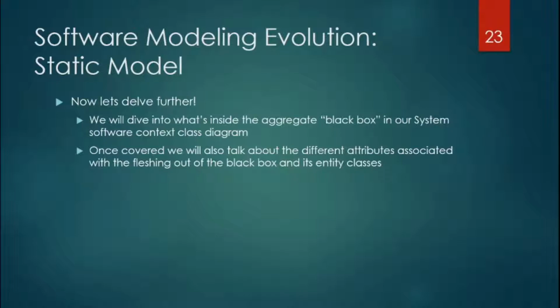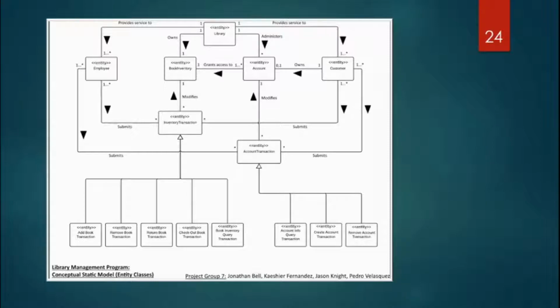Now let's delve further. We will dive into what's inside the aggregate black box in our system software context class diagram, and once we've taken a look at that and covered it, we will also talk about the different attributes associated with the fleshing out of the black box and its entity classes, or classes that will remain static and unchanged. So here's our static entity class model, and it depicts all of our entity classes.